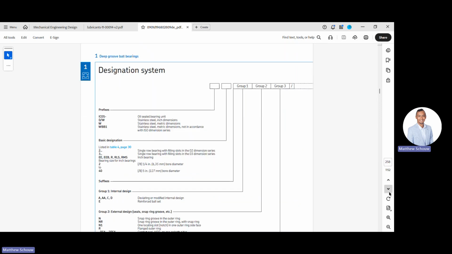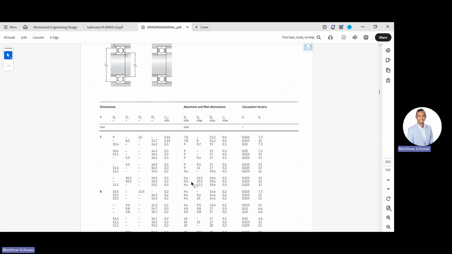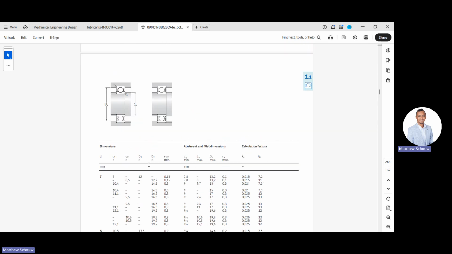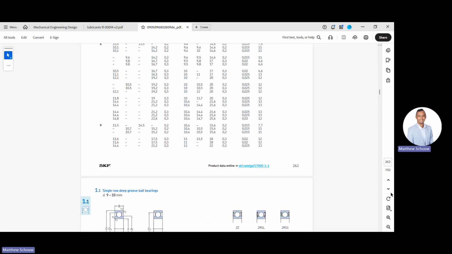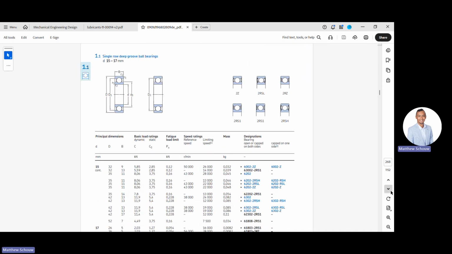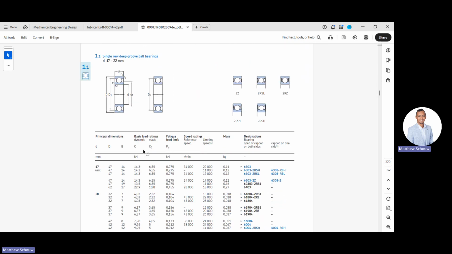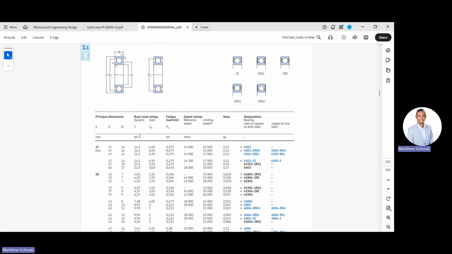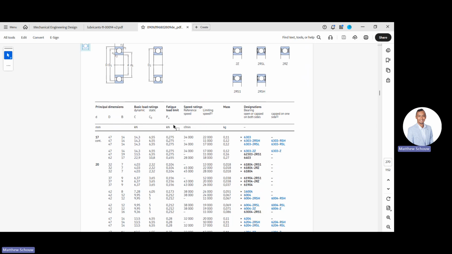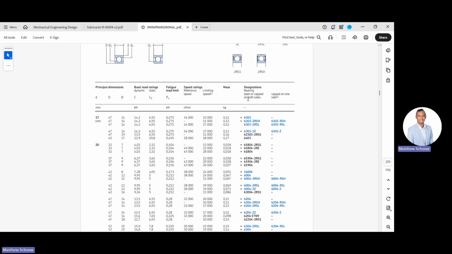There's something I'm looking for. It was in the catalog, and you'll notice it's nearly the same, but these are the calculation factors, not these ones. Yes, this is single. There you go. Then you have your dimensions, your basic load ratings, dynamic and static, C and C0. There's a fatigue load limit as well, which we don't look at, but that's a factor within the bearings, the limiting speed ratings, and so forth.